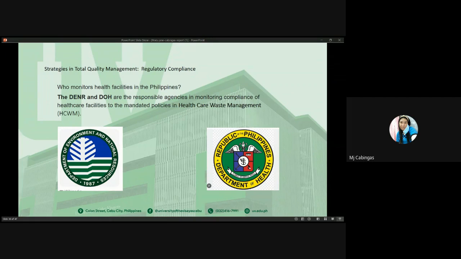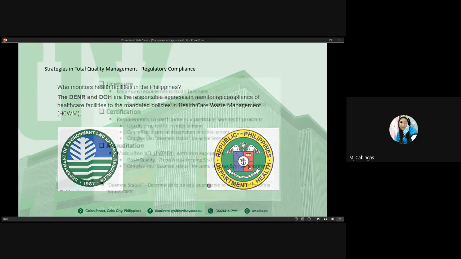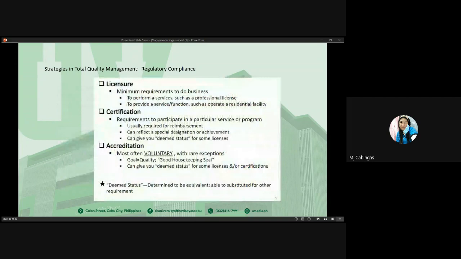And so, what they look at is the licensure, the minimum requirements to do business. It's not only hospitals, but also establishments, for example restaurants and malls. So, licensure: minimum requirements to do business, to perform a service such as a professional license. So in the hospital, they look for licenses, whether the employees are licensed.